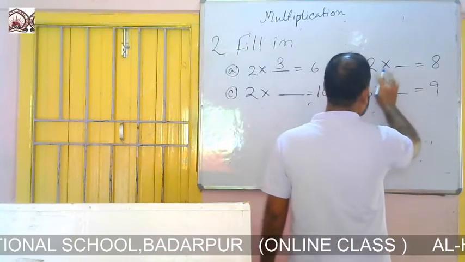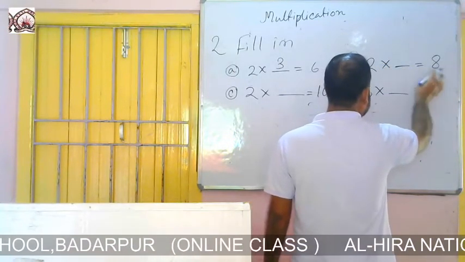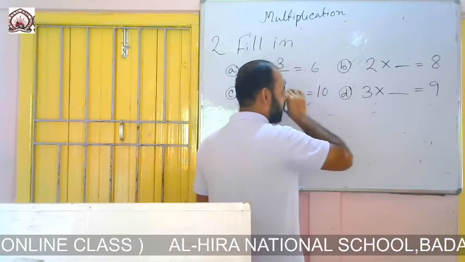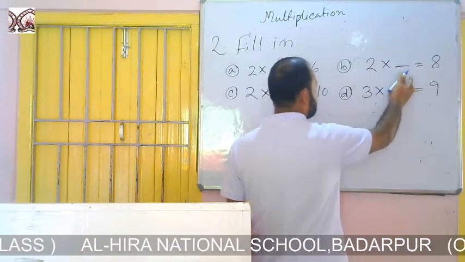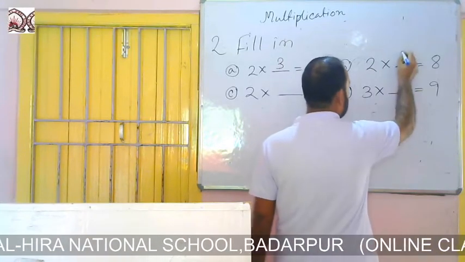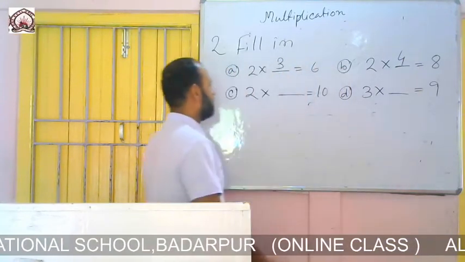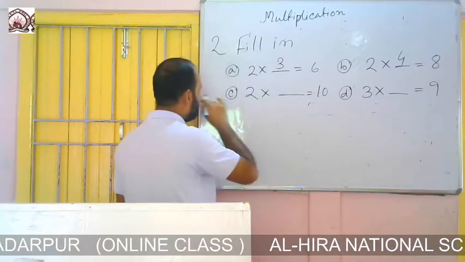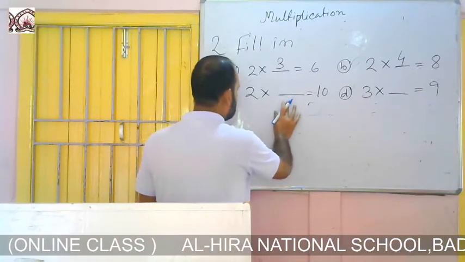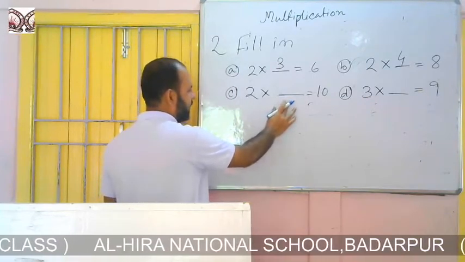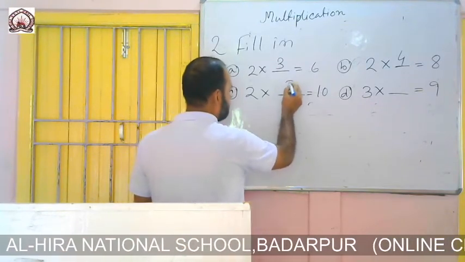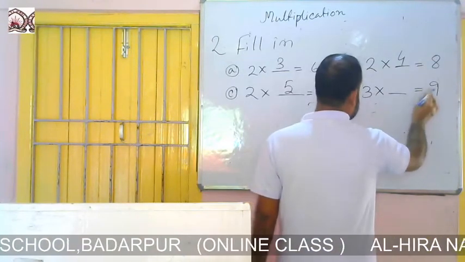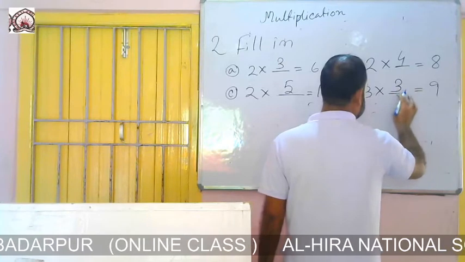Next, 2 into dash equal to 8. We know 2 1 is 2, 2 2s are 4, 2 3s are 6, 2 4s are 8. Next, 2 1 is 2, 2 2s are 4, 2 3s are 6, 2 4s are 8, 2 5s are 10. We know 3 3s are 9.